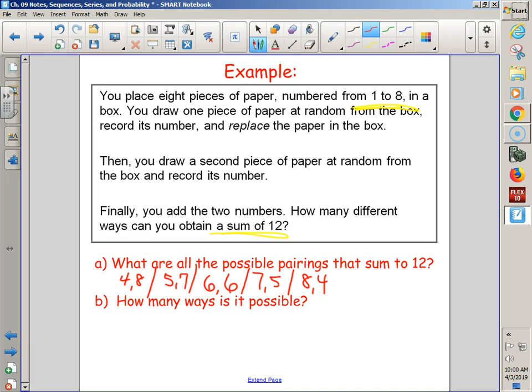So anything else? Because 1 needs 11, don't have that. 2 needs 10, don't have that. 3 needs 9, don't have that. I only have 1 through 8. 4 needs 8, or 8 could go with 4. 5 needs 7, or 7 could go with 5. 6 needs 6, and either way, you're getting the same piece of paper. Right? So how many ways is it possible? 5. How'd you get that answer? There are 5 pairs. You found the 5 pairs. Yeah. You identified exactly the ones that work.